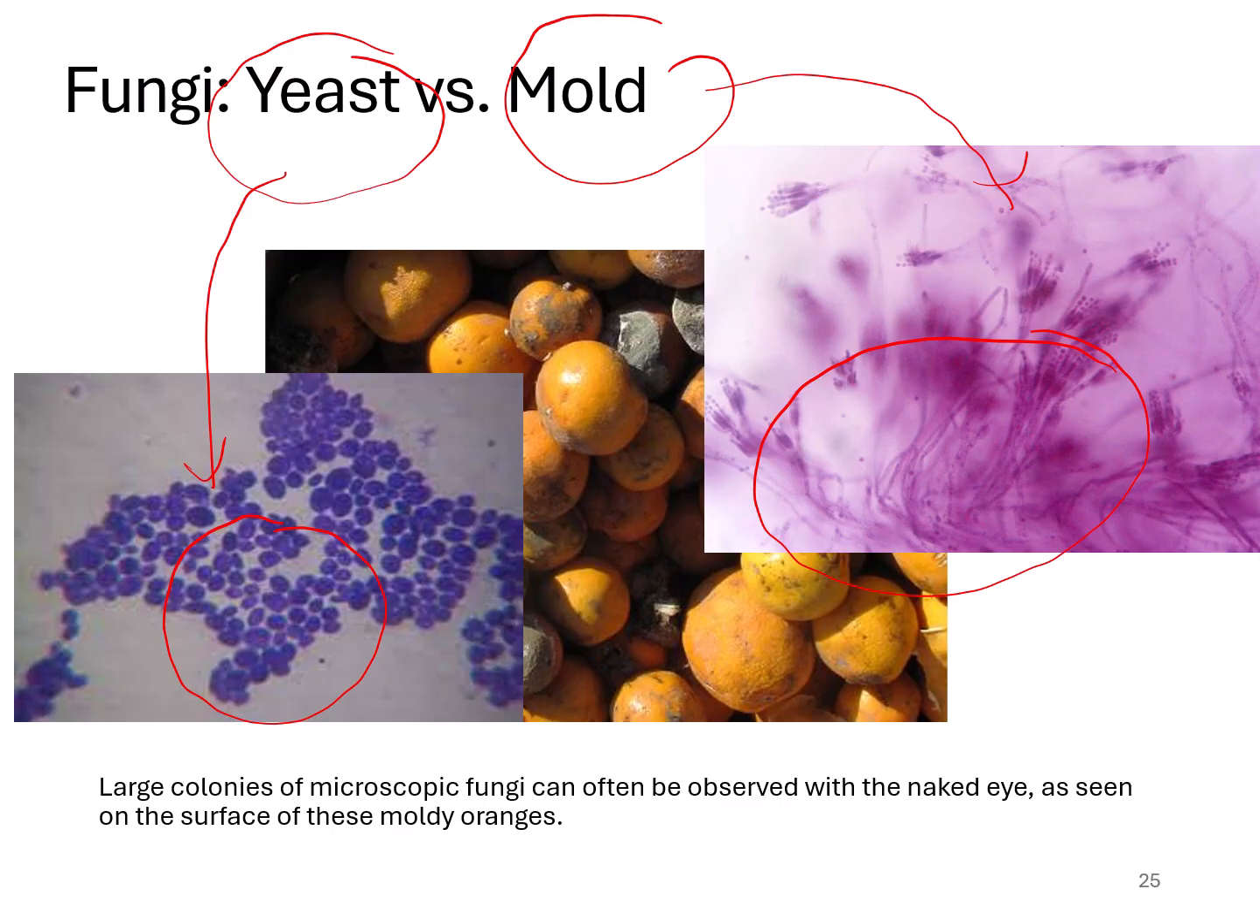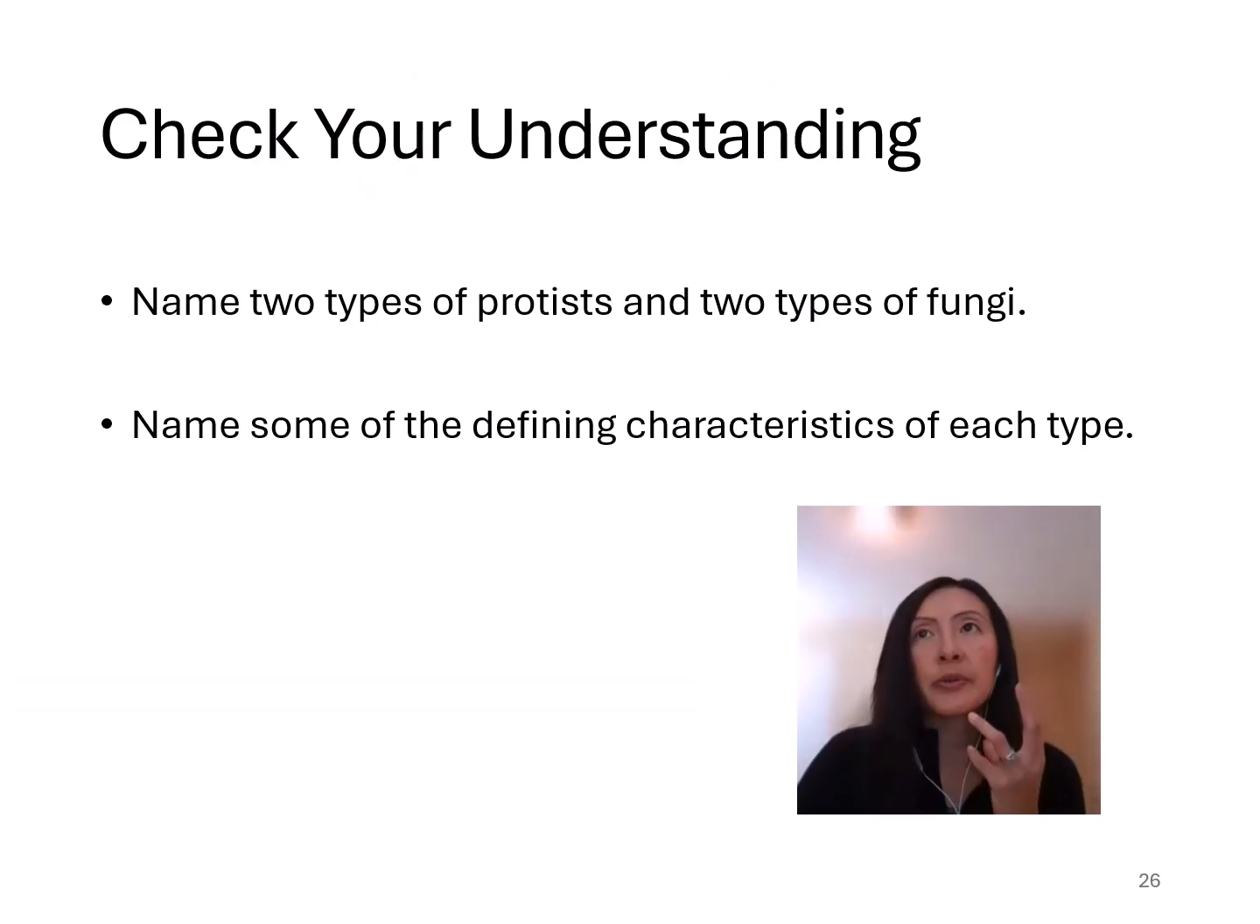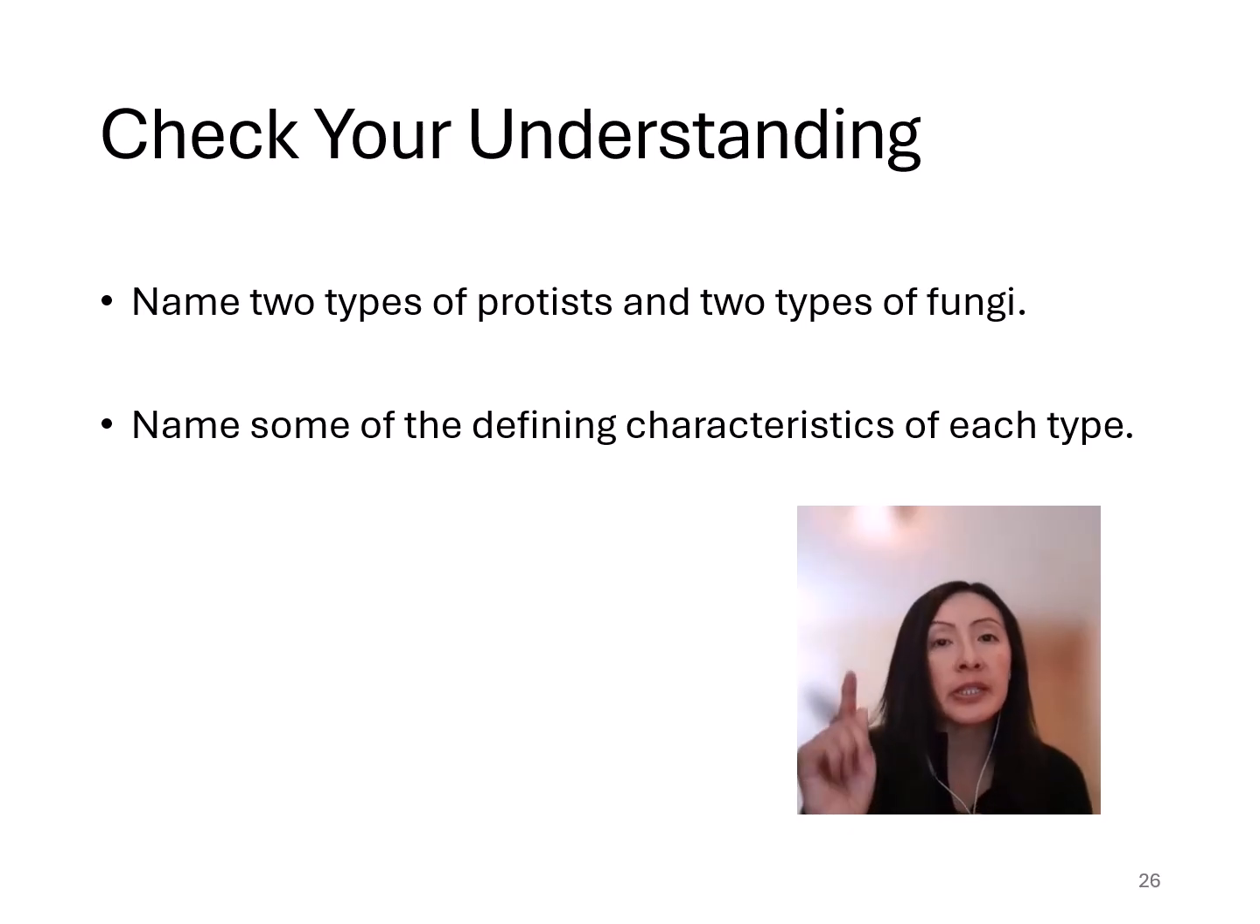Another checkpoint. Let's go through this briefly. Make sure you go through it in more detail. Two types of protists: we talked about algae and protozoa. Two types of fungi: we talked about yeasts and molds. And name some of the defining characteristics. So algae, we said they're photosynthetic. They can be unicellular or multicellular. They had cell walls made of cellulose.